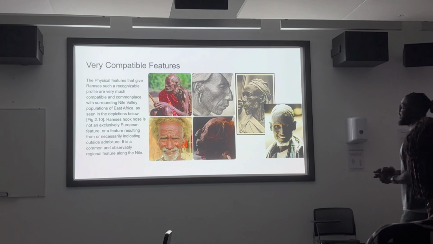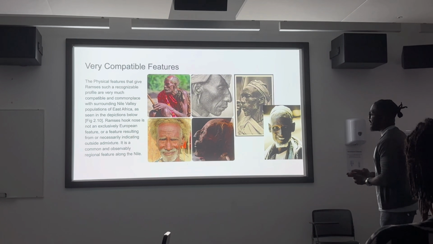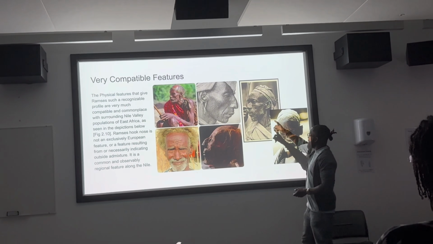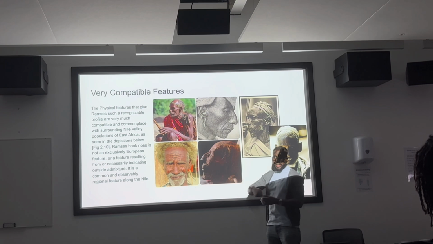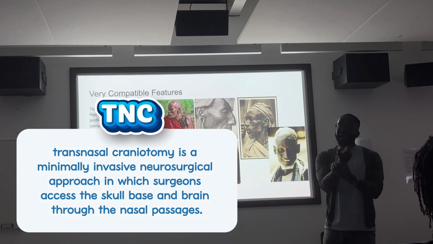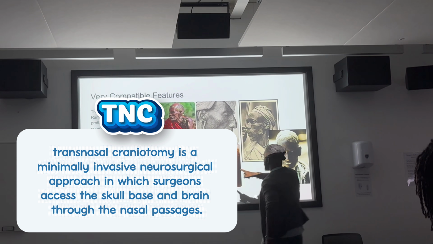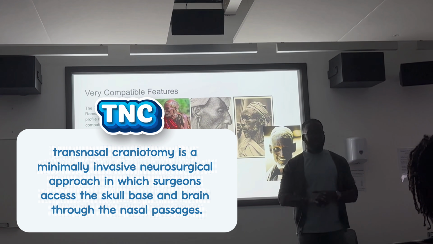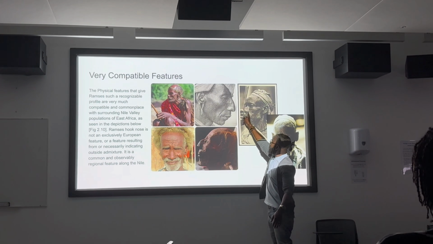The physical features that give Ramesses such a recognizable profile are compatible with and commonplace among surrounding Nile Valley populations of East Africa. I put in a few hook noses there. For people who think about that nose bridge, which by the way has undergone a process called transnasal craniotomy, where they pull out the brain through the nose, they broke Ramesses' nose. So his nose actually wasn't that pronounced as a result of it being broken and packed. And that's been confirmed by Zahi Hawass. So his nose bridge wasn't that pronounced, but even if it was, so what?